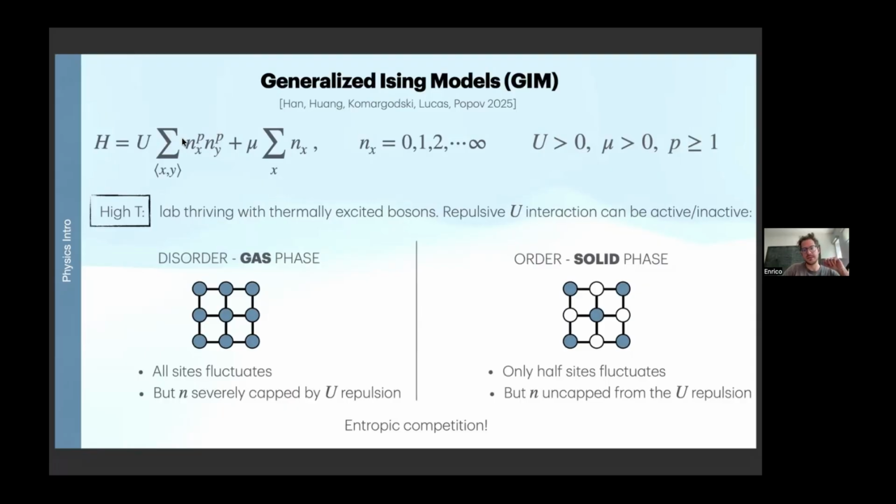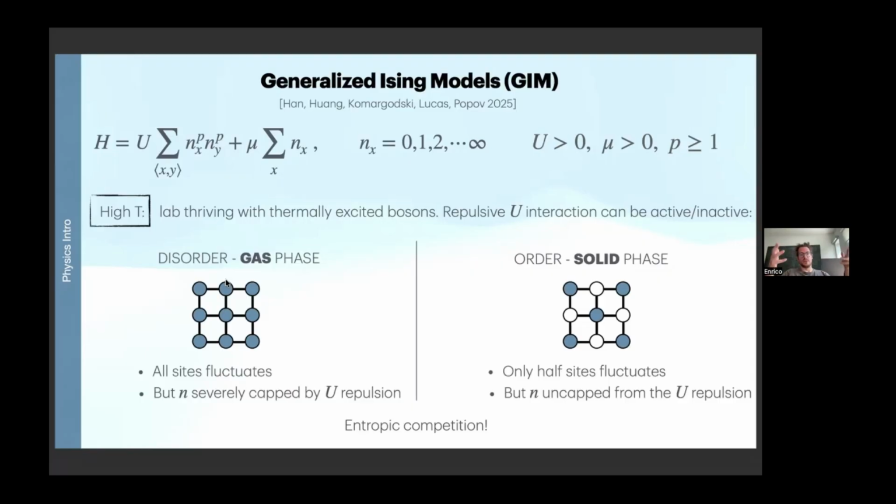And so even if only half of the sites fluctuate, and so naively you think that this corresponds to less entropy, because these fewer sites are uncapped by the U term, they're allowed to fluctuate much more widely, more exuberantly. And so it's not clear which is the entropic winner. You need to do a computation. Before settling this computation, let me just stress that if you distribute bosons quite democratically, you are in the disordered phase.